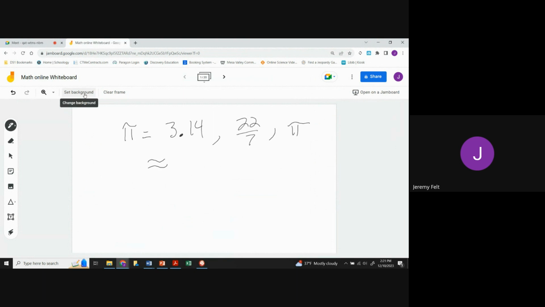And see that. So the example we had said that the radius was 3 centimeters. So area of the circle is pi r squared. So you know the radius, we just plug it in for r, square it, times it times pi, 3.14, 22/7, or leave it in terms of pi. Either way, that's what we're doing.